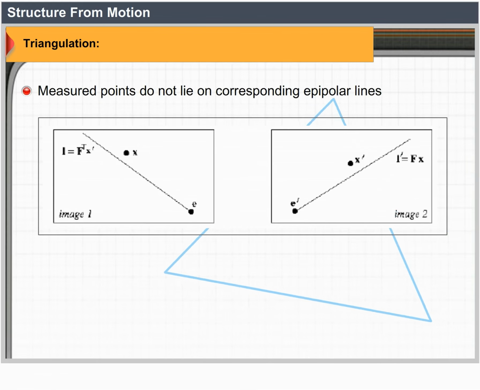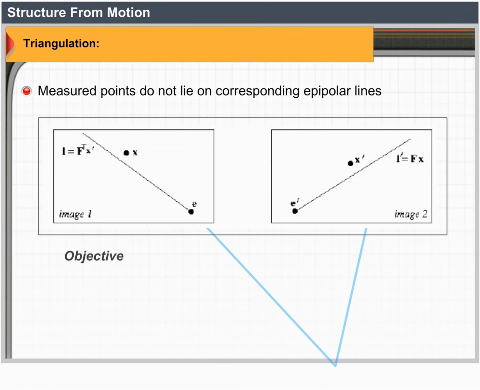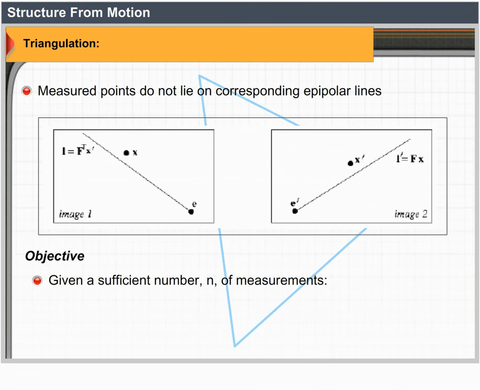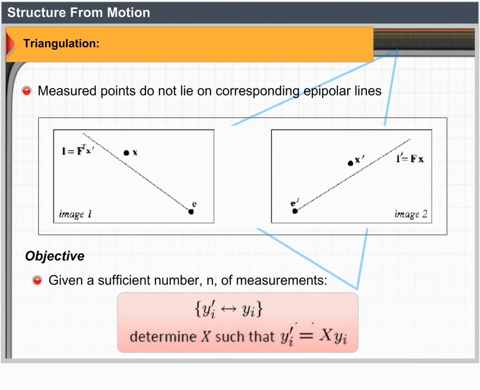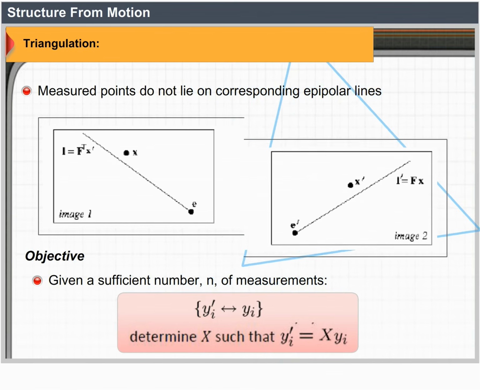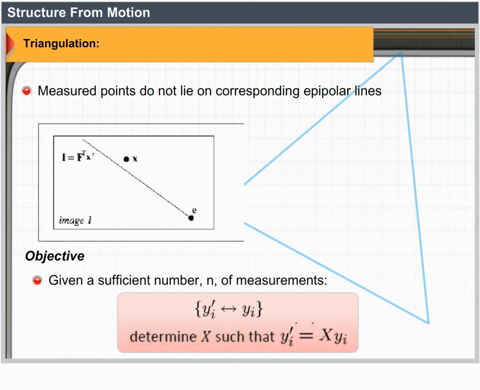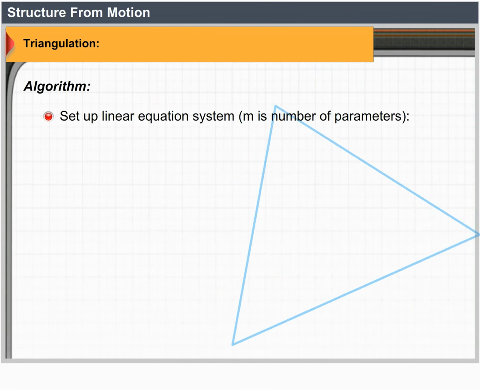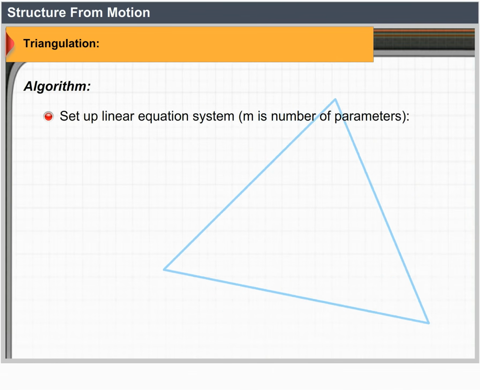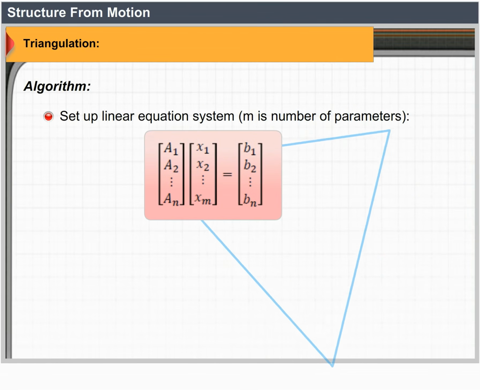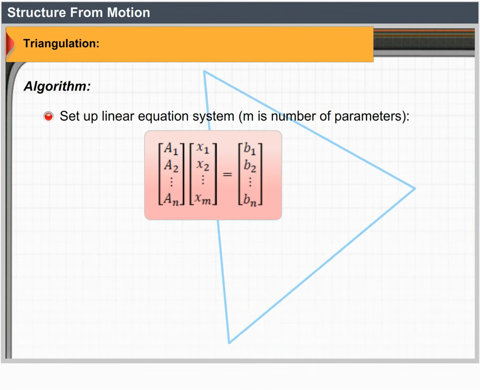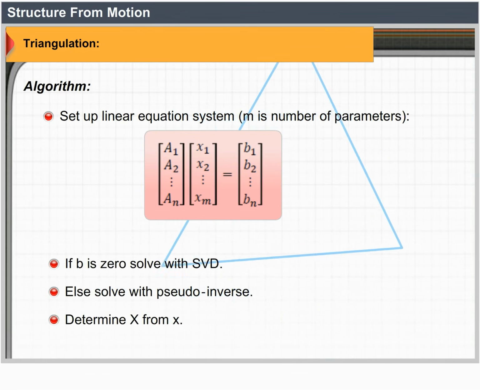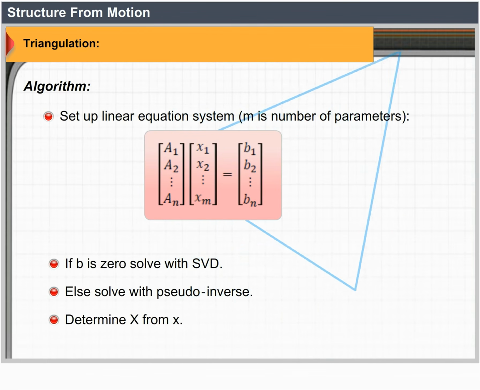Objective. Given a sufficient number n of measurements, yi dash tends to yi, determine x such that yi dash equals x into yi. Then the algorithm can be stated as: set up a linear equation system. M is the number of parameters as per the matrix shown. If B is 0, solve with SVD, else solve with pseudo-inverse, and determine capital X from small x.